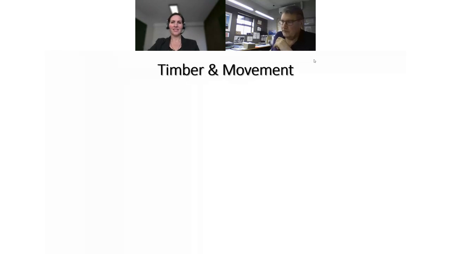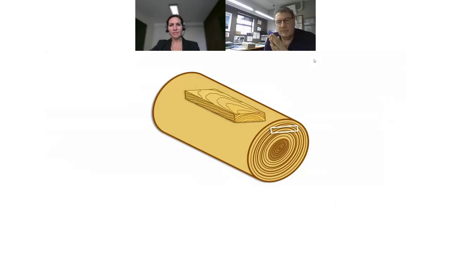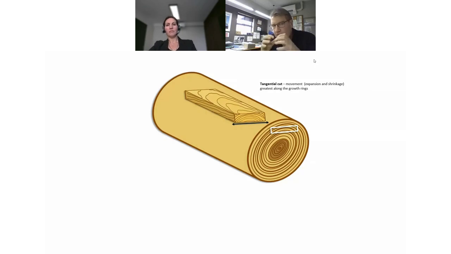Remember, timber's natural. Here's a log, and let's have a look again at some timber movement. Just remember, timber is made up of a whole lot of cells. Now, they're not little round ones like humans; they're longitudinal, like tubes. But like the sponge on your kitchen sink, if it gets wet, what does it do? Expand. And when it dries, it shrinks. So you just have to remember timber is expanding and contracting.